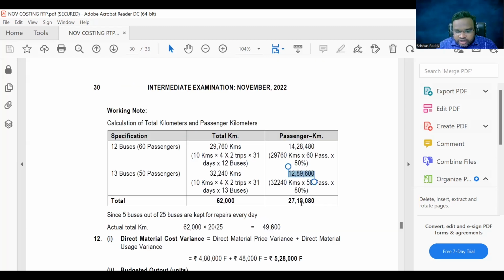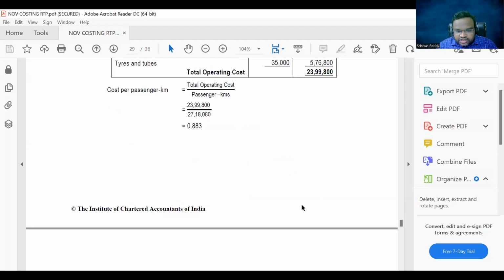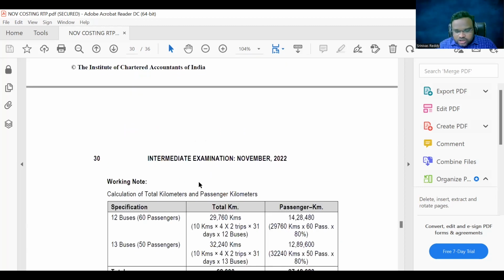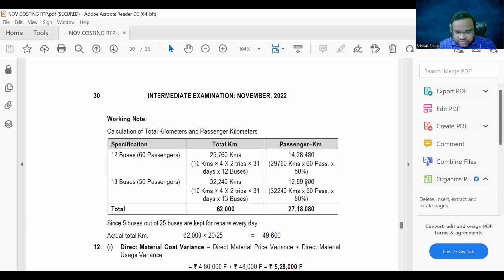So how many passenger kilometers? 27 lakh 18,080. So what is the cost per passenger kilometer? Total cost divided by passenger kilometers, 27 lakh 18,080. But the logic they should apply here is that I will not travel 62,000 kilometers. I'll travel only 49,600. So based on that, my passenger kilometers will also be changed, right?